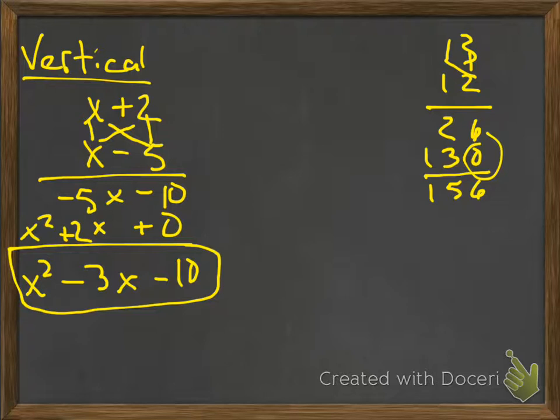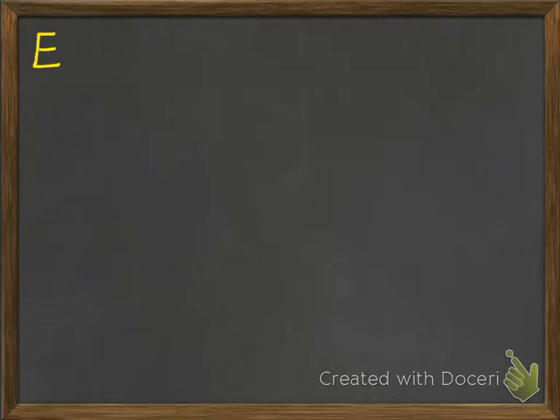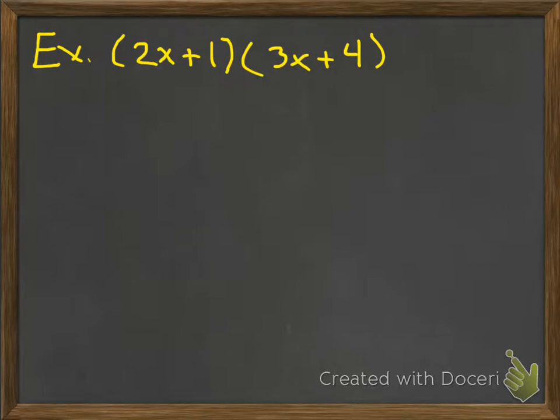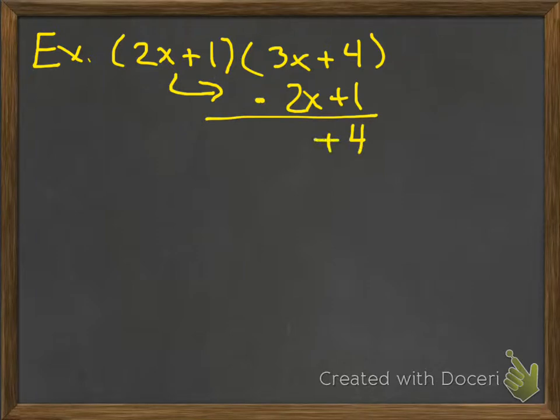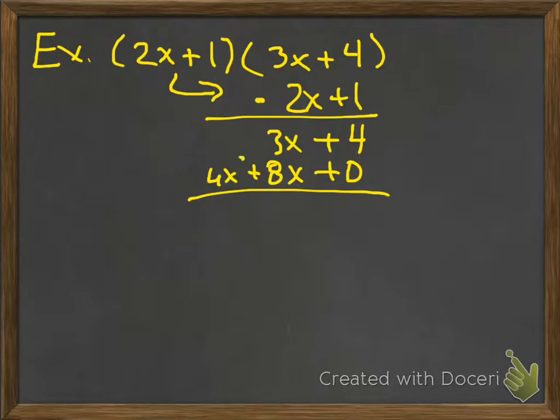So our next example is going to be 2x plus 1 times 3x plus 4. So I'm going to move the 2x plus 1 under the 3x plus 4. And then I'm just going to go 1 times 4 is 4. 1 times 3 is 3x. Put a 0. 2x times 4 is 8x. And 3x times 2x is 6x squared.